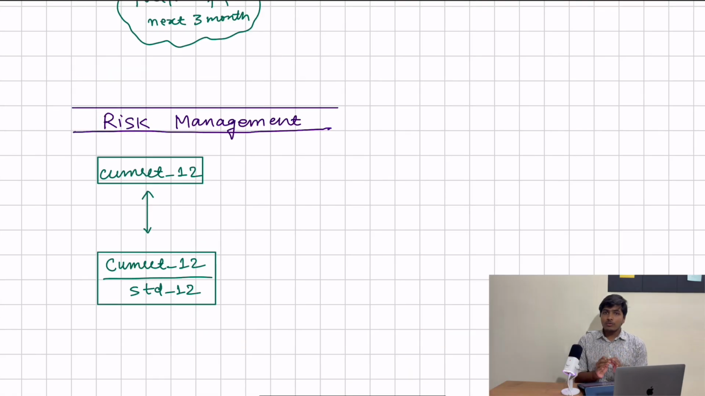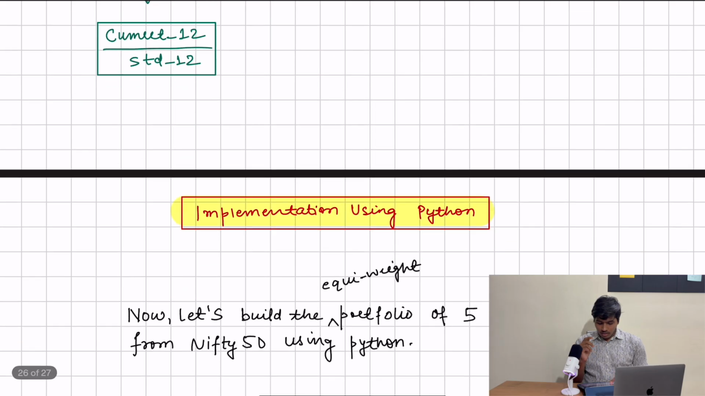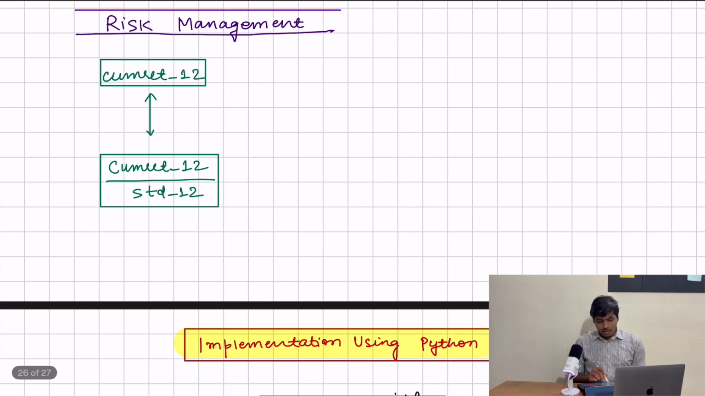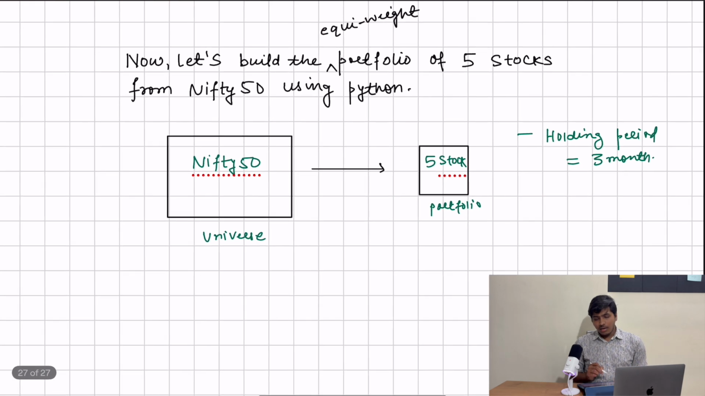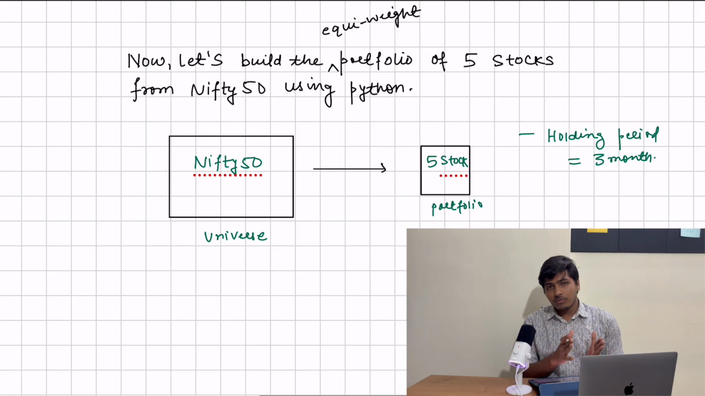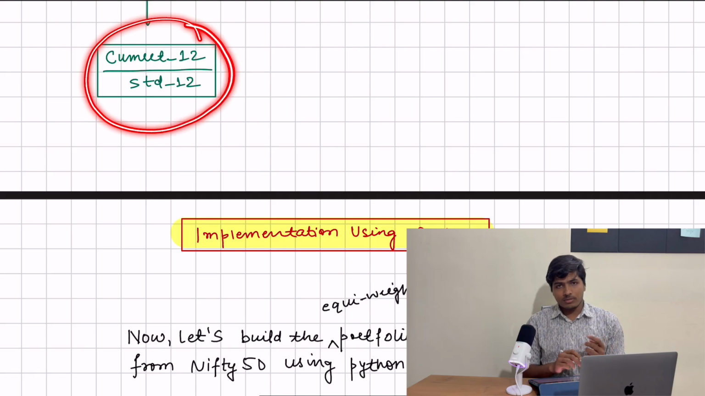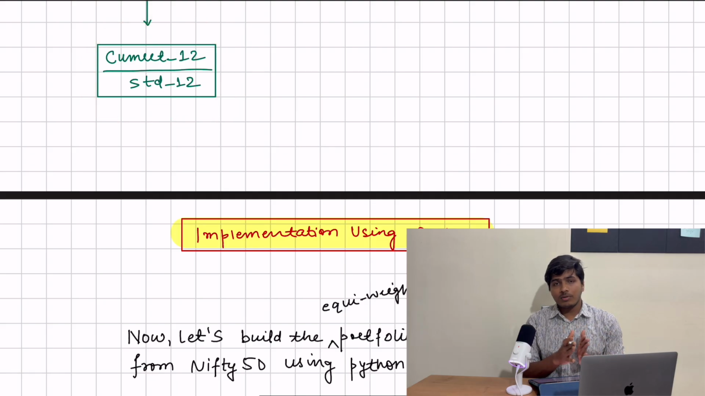Now I will show you the implementation of this with the help of Python. Let me show you the steps first. I will take Nifty 50 as a universe, so I will have 50 stocks and I want to select the top 5 stocks based on the factor cumulative 12 divided by standard deviation. Then I will show you how we can make a portfolio using equal weight and weights proportional to cumulative 12 by standard deviation, and then I will show you the comparison between these two.